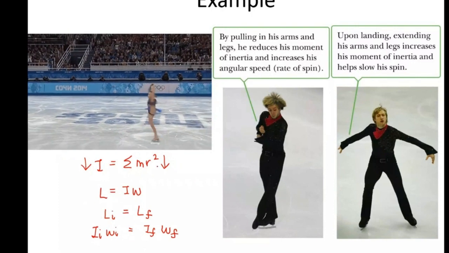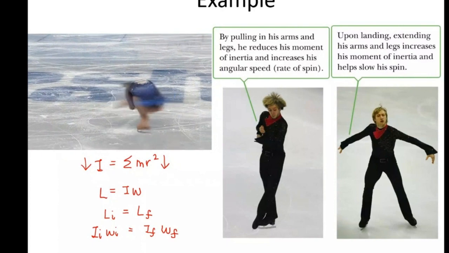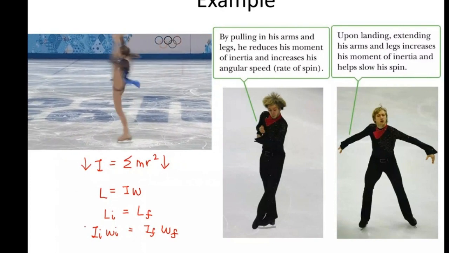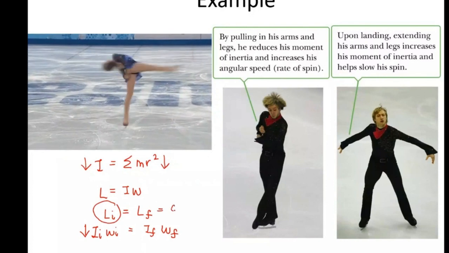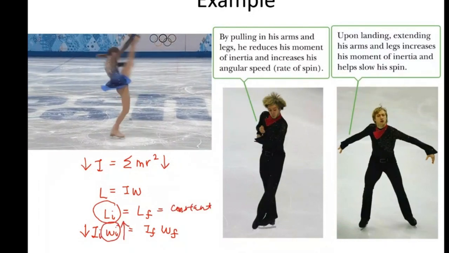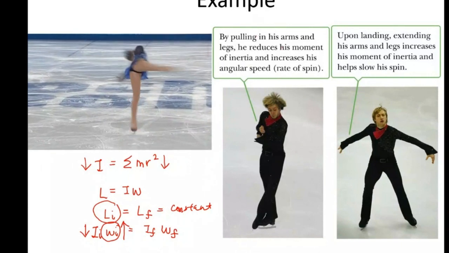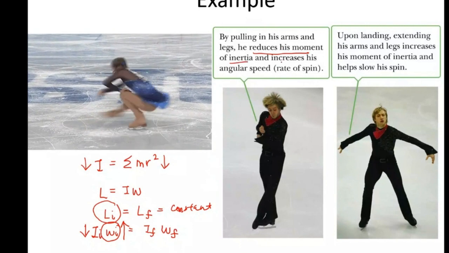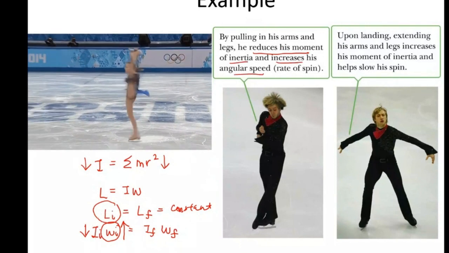which means angular momentum is a constant. So while the dancer pulls in her arms, she is trying to reduce the moment of inertia. When the moment of inertia is reducing, L is always constant, so while she is reducing the moment of inertia, the speed will increase. The reason the dancer pulls in her arms is to reduce the moment of inertia and increase the angular speed, omega. That is the reason.